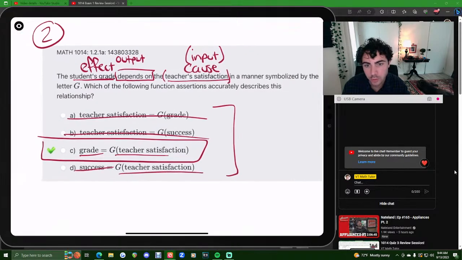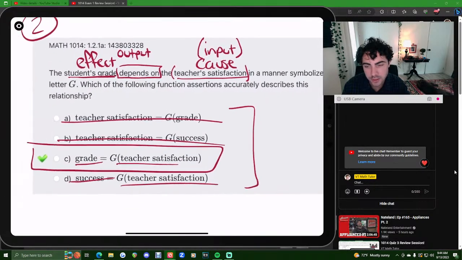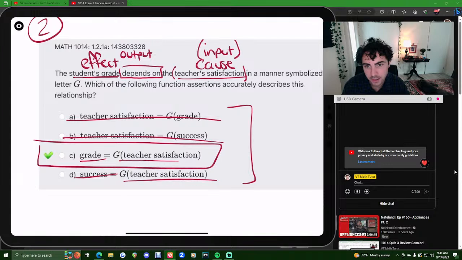If you haven't seen these yet or don't feel good about these, just practice identifying the cause and effect, the input or output, and then getting comfortable with the connector words, because sometimes it says depends on, sometimes it's influences, sometimes it's influenced by, and so it's all a little different. So just think about it in terms of cause and effect.